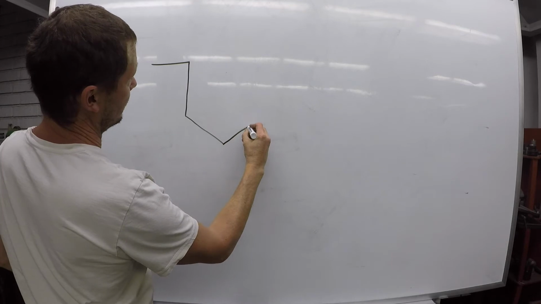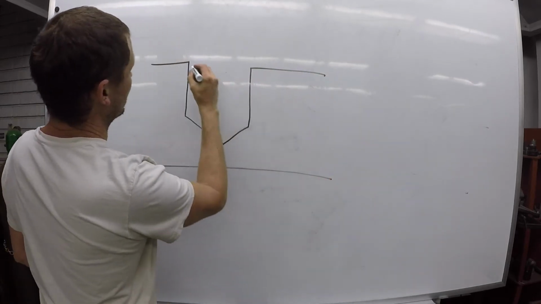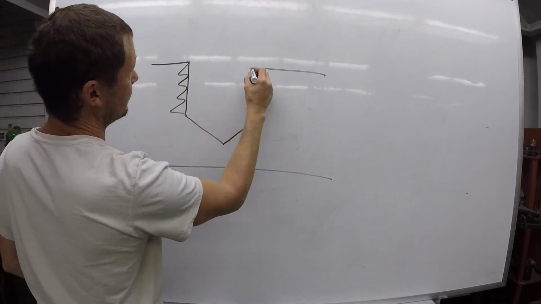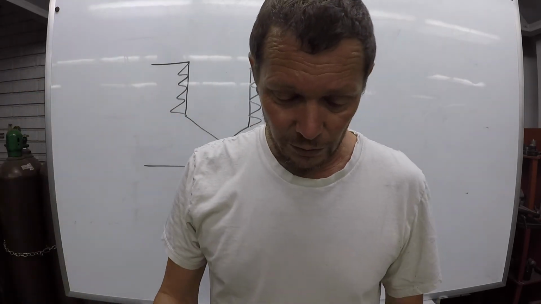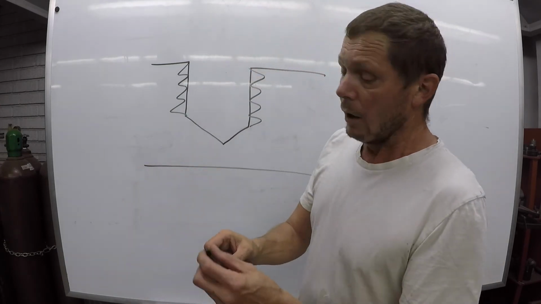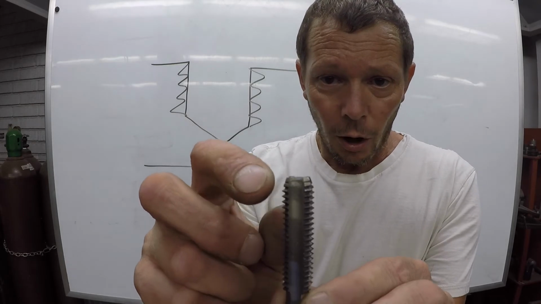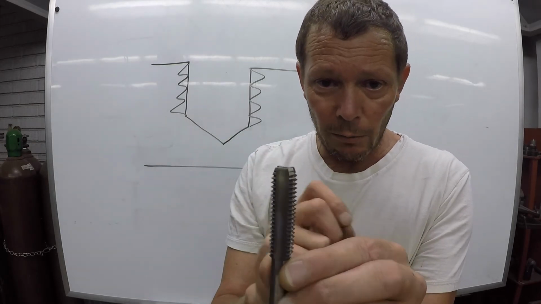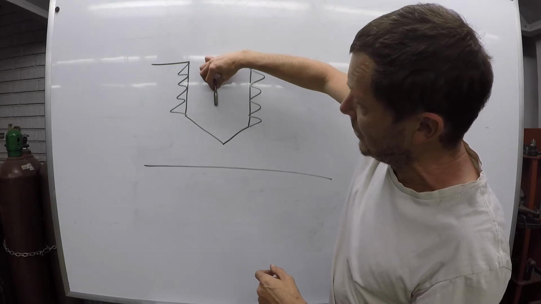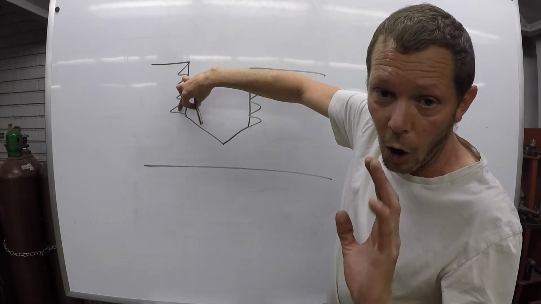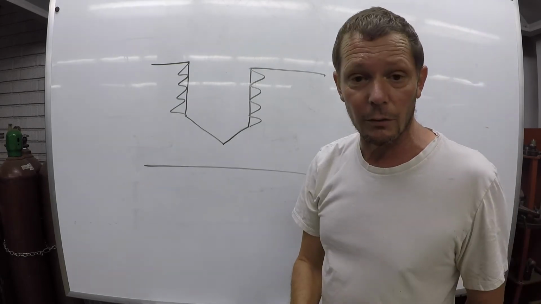So here's our blind hole that we want to put threads in, right? Well, that's the purpose for the bottoming tap. The bottoming tap has full profile threads almost all the way to the bottom of the tap. So that way, when we put the bottoming tap in, it's going to give us threads almost to the bottom of the hole. Now, it doesn't mean you start with a bottoming tap.